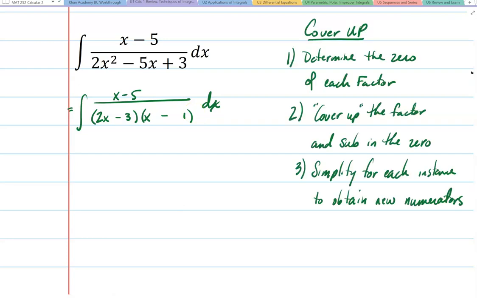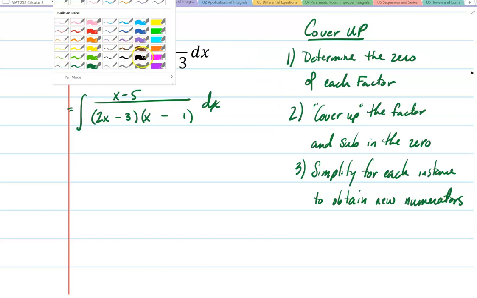So from here we're going to follow what I like to call the cover-up method. There's basically 3 steps to it. Now that we have factors in the denominator, in step 1 we're going to determine the zeros of each factor. Once we've done that, in step 2 we're going to cover up the factors one at a time and substitute in the zero that we found in step 1. We'll do that several times. And then finally in step 3, we're going to simplify each of these expressions to obtain our new numerators, if you will. The rules standing alone can be a bit vague, so I'm going to run through a couple of examples here.